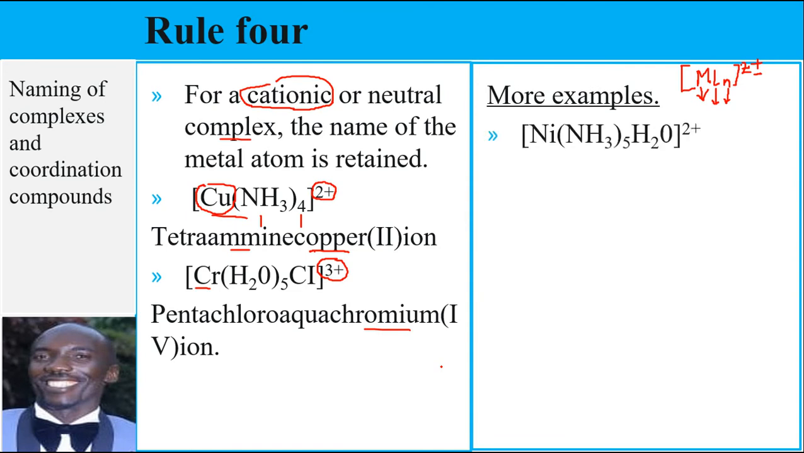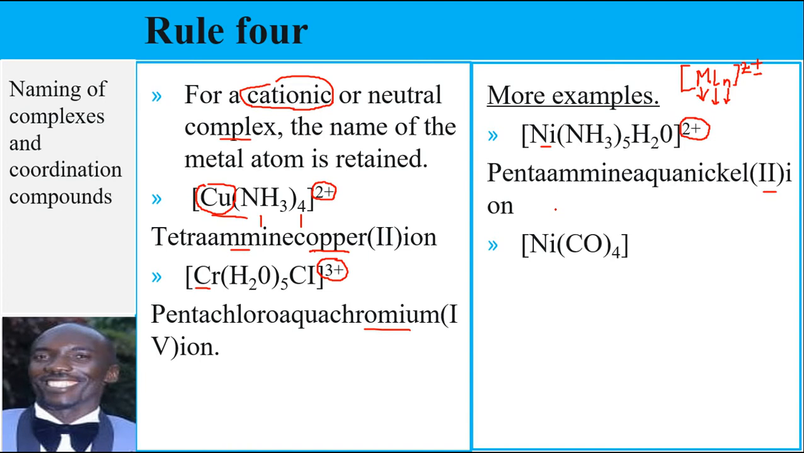More examples. We have this one for nickel. We also looked at it. It has a positive charge. The net charge is positive, so nickel will retain its name. So this one becomes pentaammine aqua nickel(II) ion. We shall look at how we get the 2, and remember that 2 is the oxidation state or oxidation number of the metal atom.